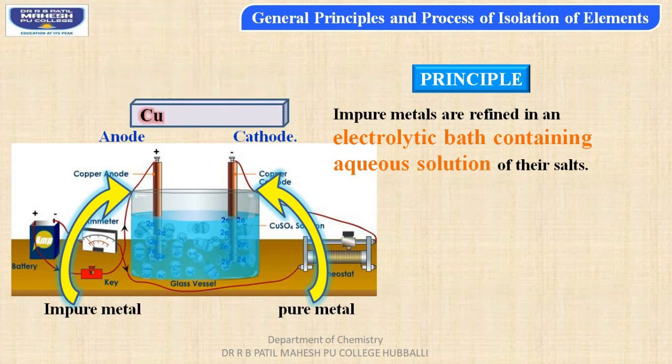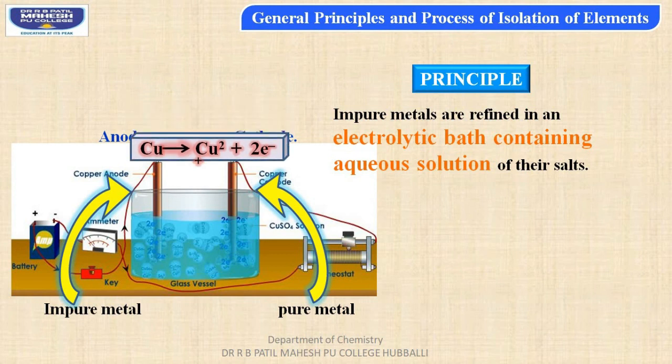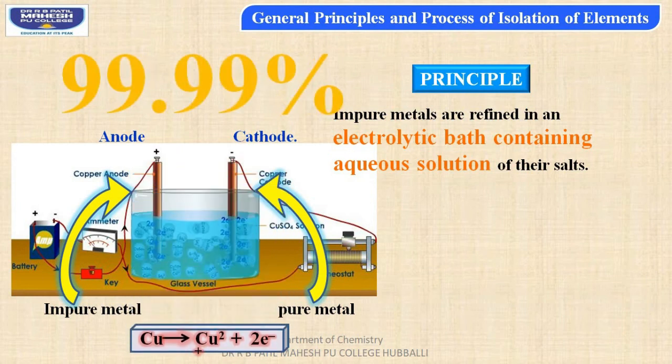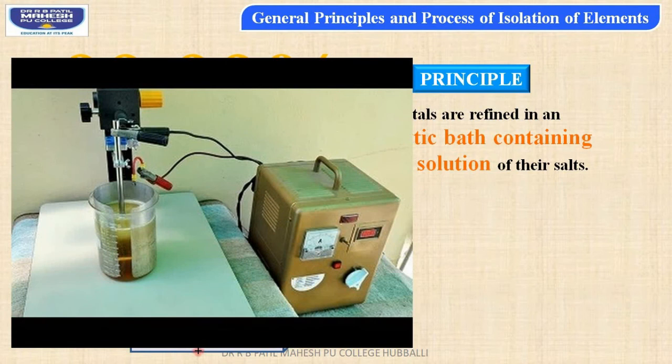For example, copper gets dissociated to form cupric ions with a liberation of 2 electrons at the anode, whereas cupric ions get reduced at the cathode rod. As a result, we can get pure metal, that is about 99.99% pure copper at the cathode rod by means of reduction. The next diagram represents an electrolytic cell which can be used for the refining process.